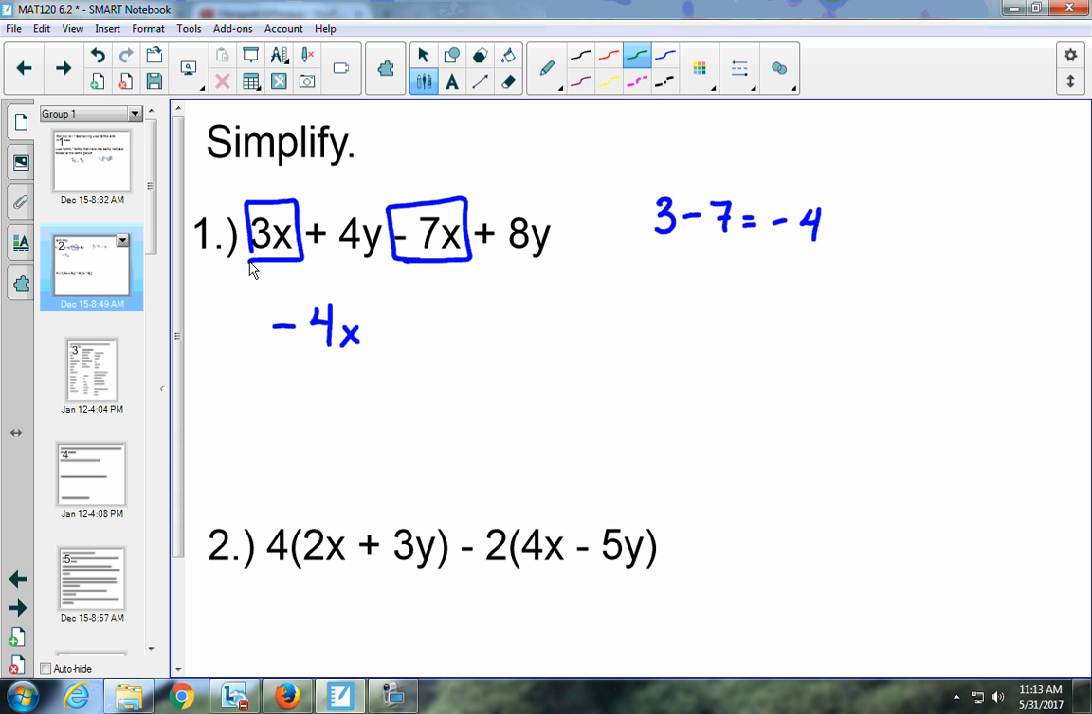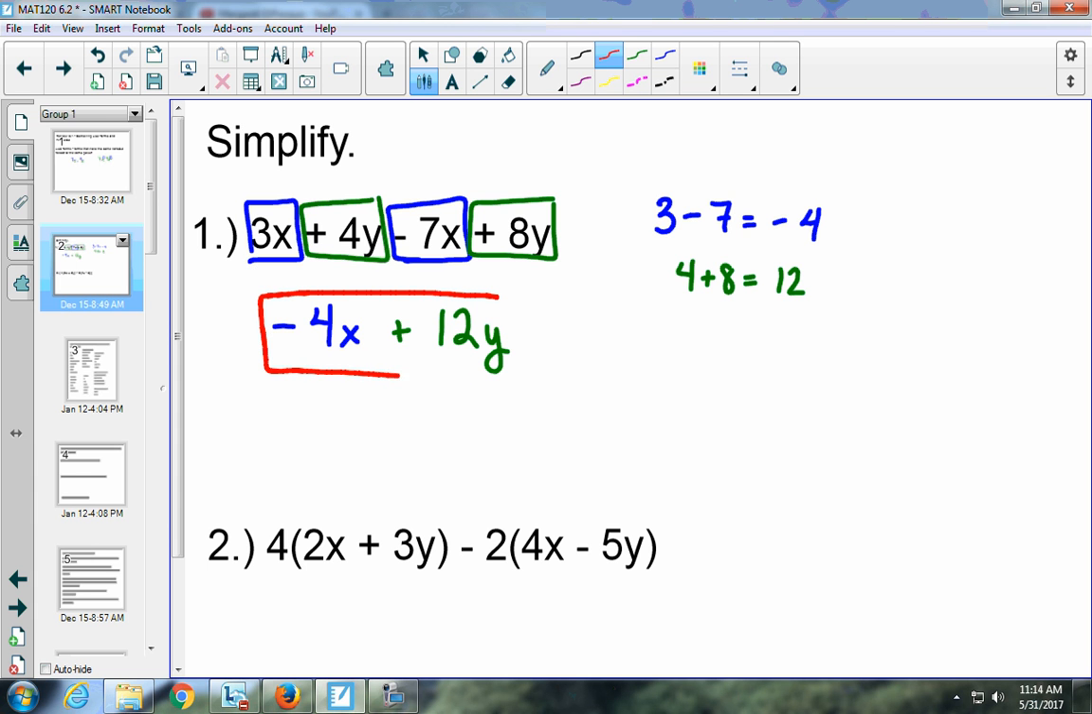Then I look at the other terms that are left. So this positive 4y and positive 8y. I add those numbers up, 4 plus 8, to get 12. And it's a positive 12, so I put a plus sign in front of it. And because they both have a y attached, it becomes 12y. I cannot simplify this expression anymore. So this negative 4x plus 12y is my final answer for that problem.